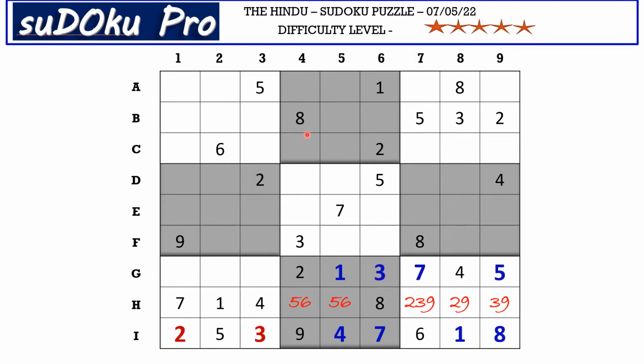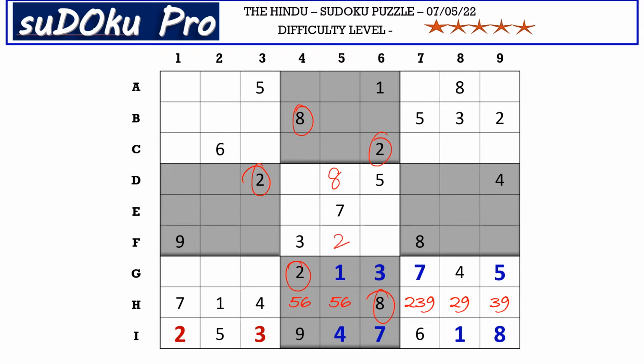There is a 2 and 8 here in column 4 and a 2 and 8 in column 6, which blocks these 2 columns. So 2 and 8 goes in middle column here. There is a 2 blocking from here. So D5 takes 8 and F5 takes 2.